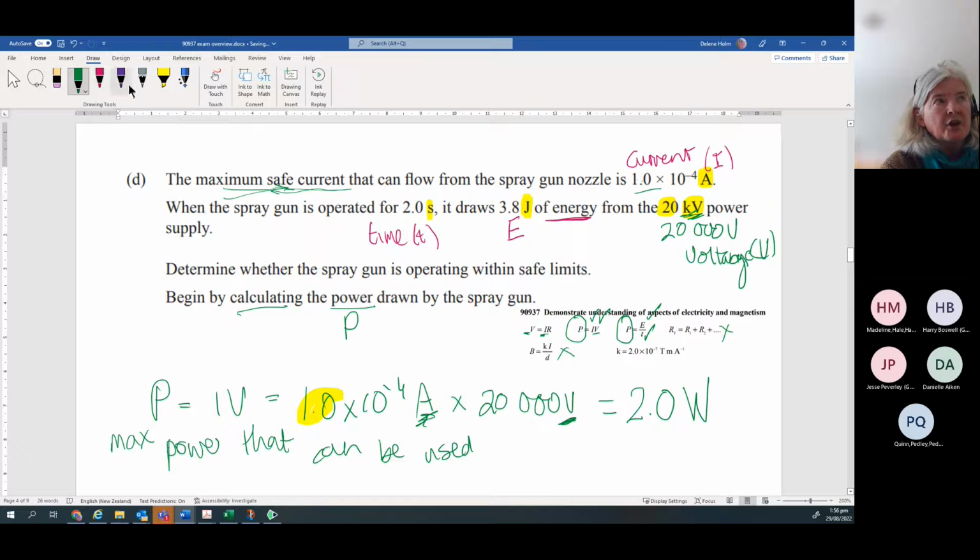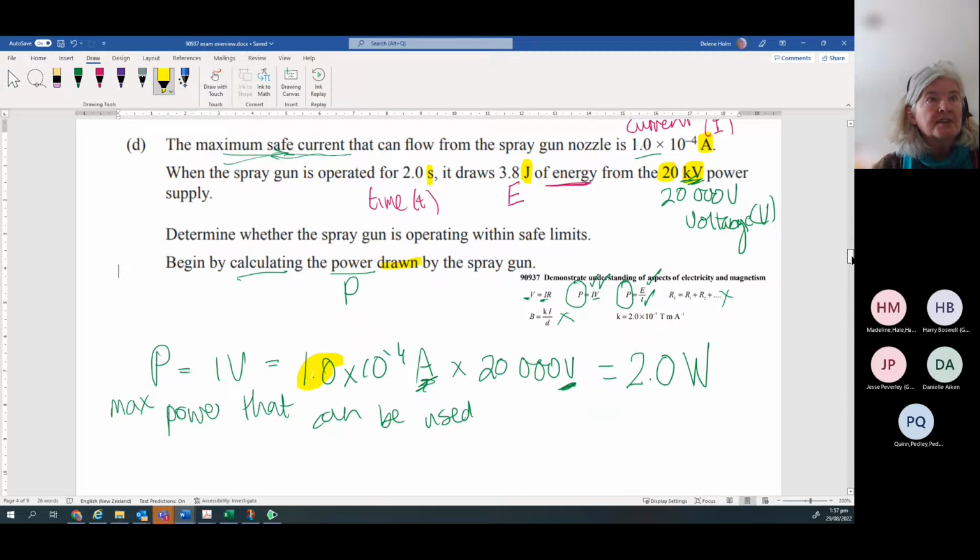Now, they have asked us specifically to calculate the power drawn, the power drawn by the spray gun. So I want the power drawn by the spray gun. So I want to know, is it going to be more than 2 watts or is it going to be less than 2 watts? Because if it's less than 2 watts, then I'm fine. But if it's more than 2 watts, then it's not fine because then I'm going over the safety. I will be using more, the current is going to be higher.